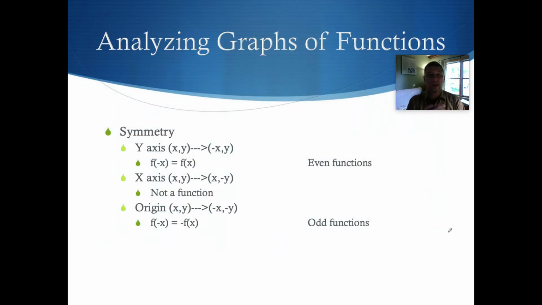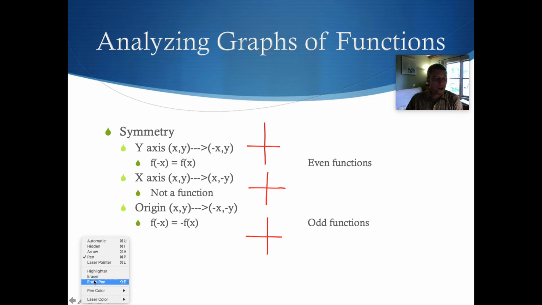The last thing that we need to talk about in terms of graphs is the concept of symmetry. Symmetry can occur in several different ways. First, symmetry about the y-axis, symmetry about the x-axis, and symmetry about the origin. Symmetry about the y-axis is the one that you're probably most familiar with.